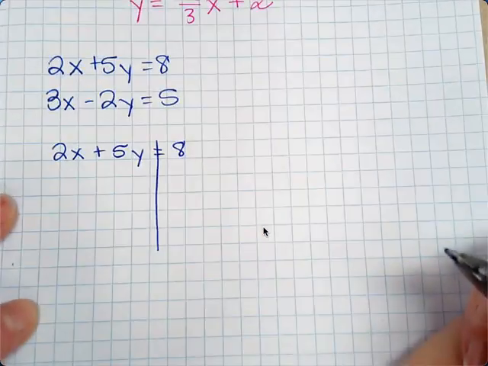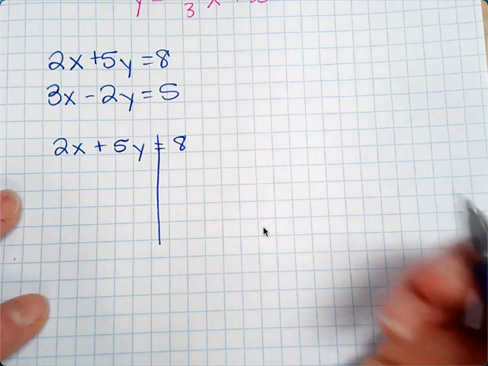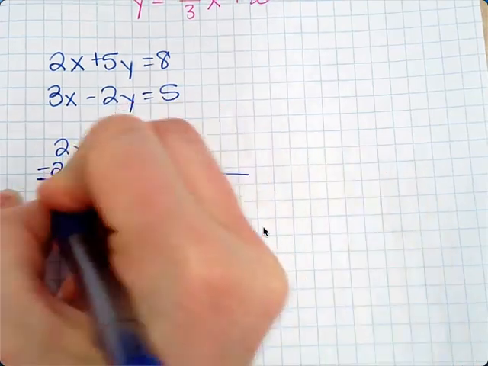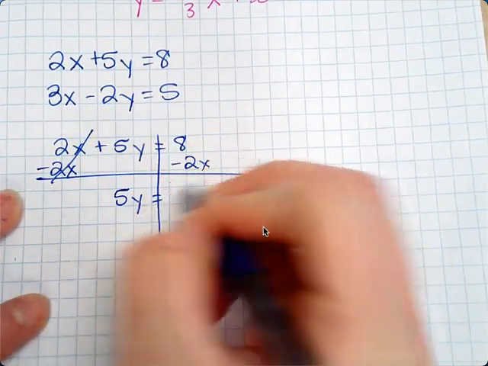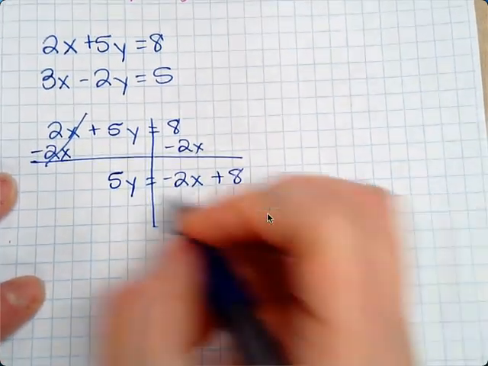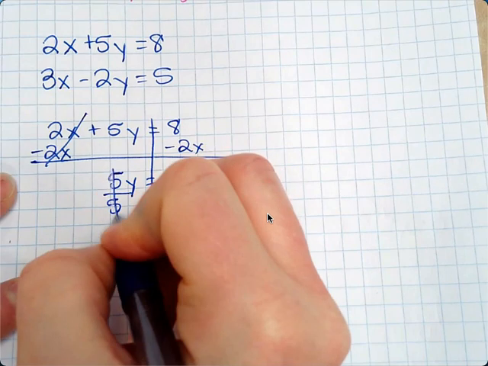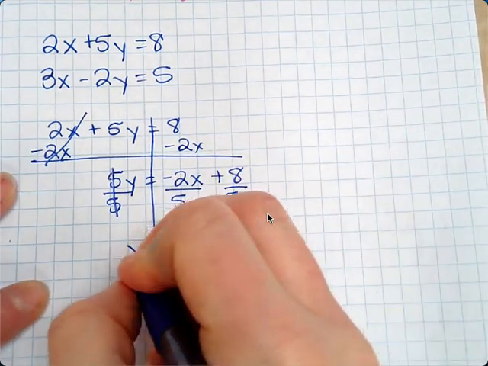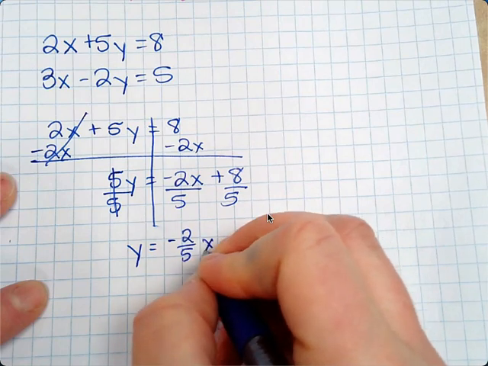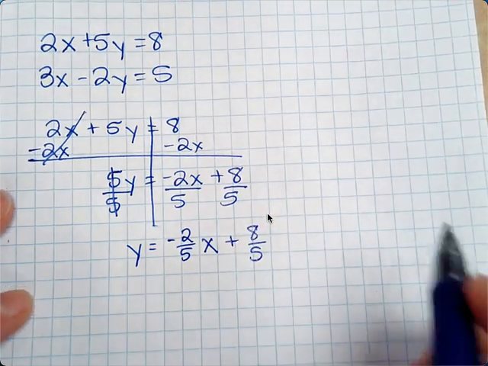Okay, so I need to get y by itself. What's step one? Yep, minus 2x. So we have 5y equals negative 2x plus 8. Divide by 5. So y equals negative 2 over 5 x plus 8 over 5.